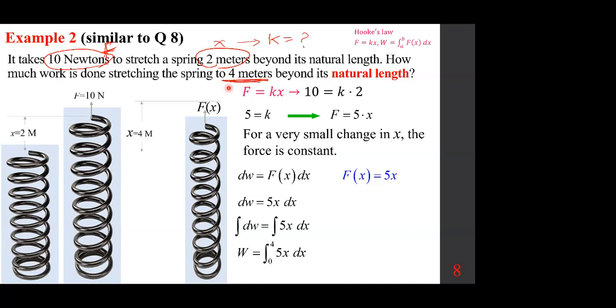Okay. Now you just do the math, and it becomes 5 halves x squared from 0 to 4. Replace the x with 4. Square it becomes 16. Divided by 2 becomes 8. 8 times 5 becomes 40. And the units are joules or Newton meters. Again, I think it's pretty straightforward, class.